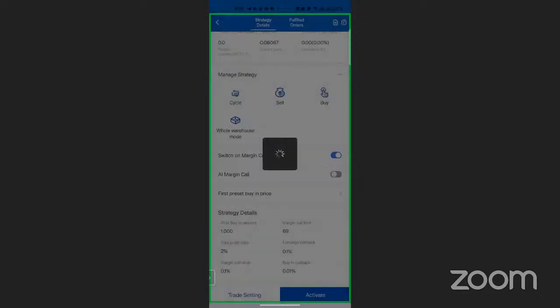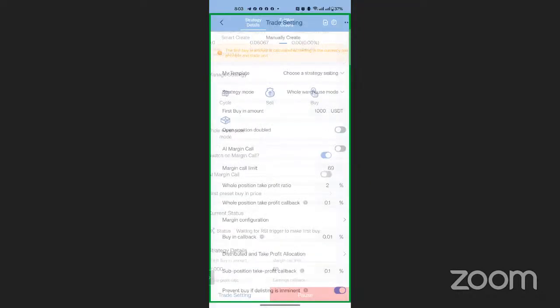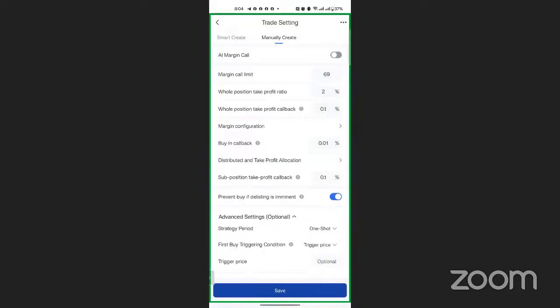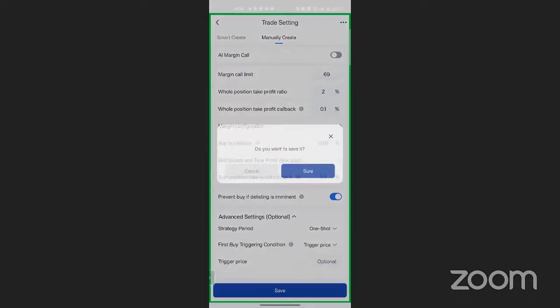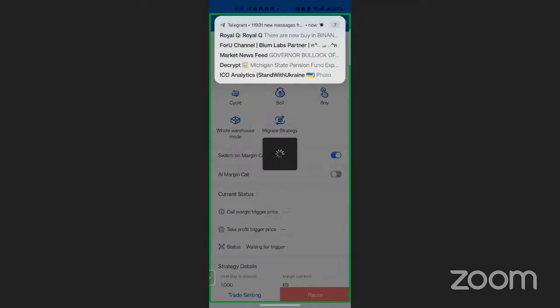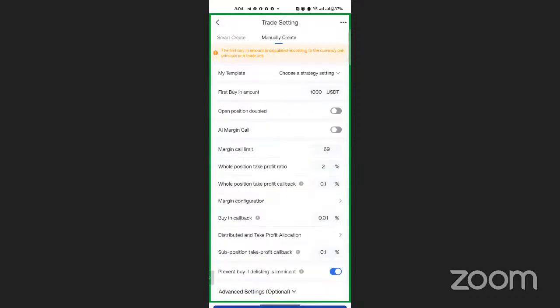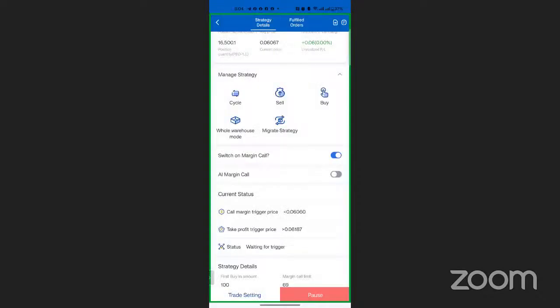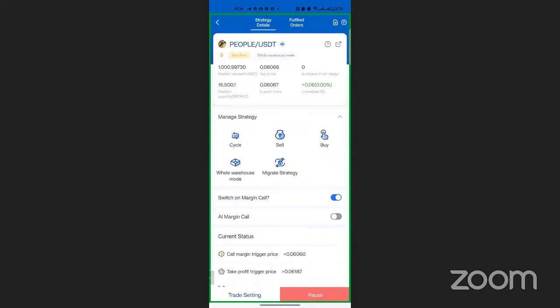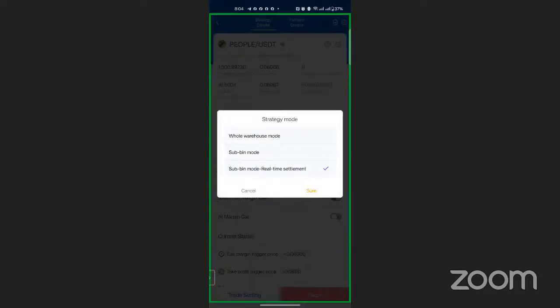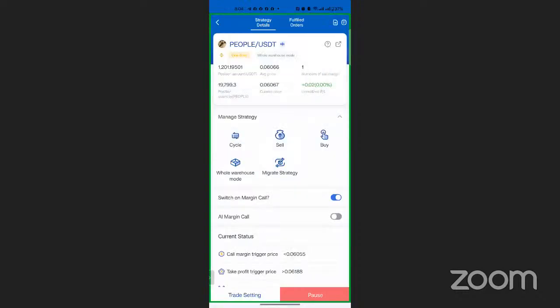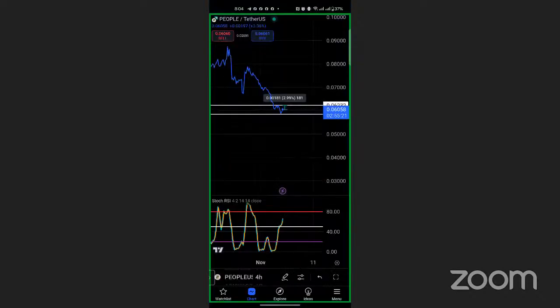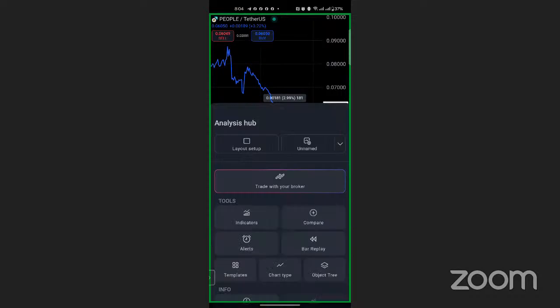So I will press in the trade, saying RSI. Since I've done my analysis, I don't need RSI. So I'll turn it back to trigger price. Save. Start the trade. Now, after my robot has bought, I need to be just fast. Return this to first buy of $100. Now finish to set my trade. Change the strategy mode to sub-bin mode real-time settlement in case anything changes. And I can return the chart type to a candle.